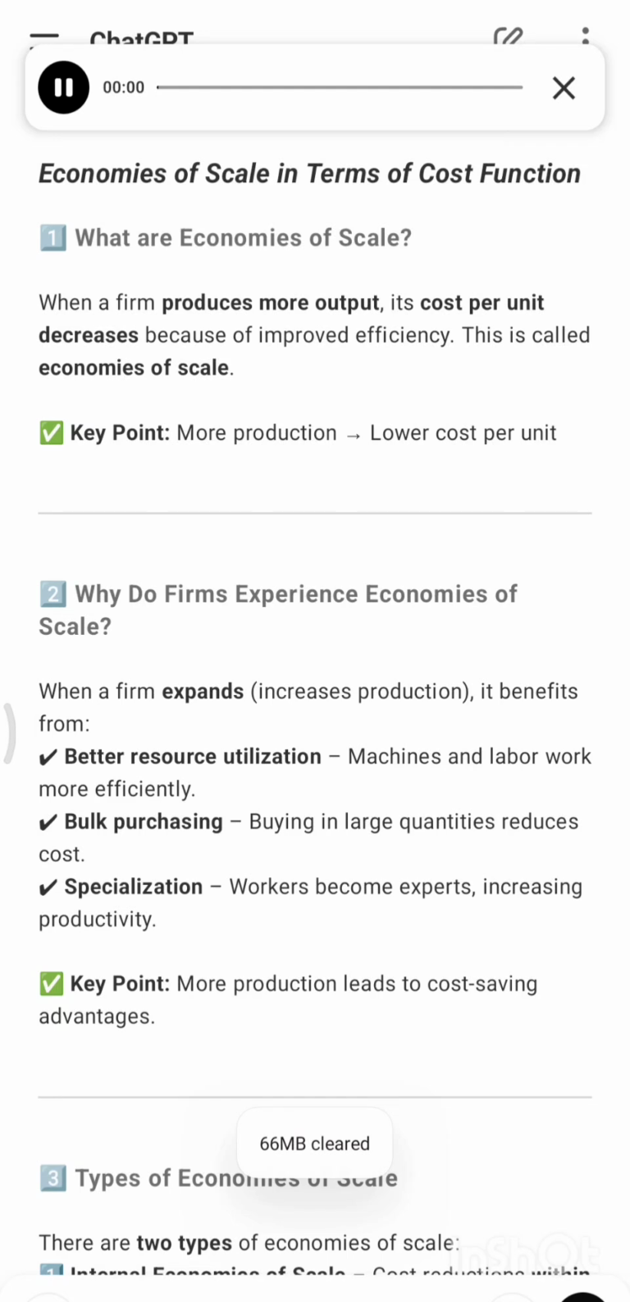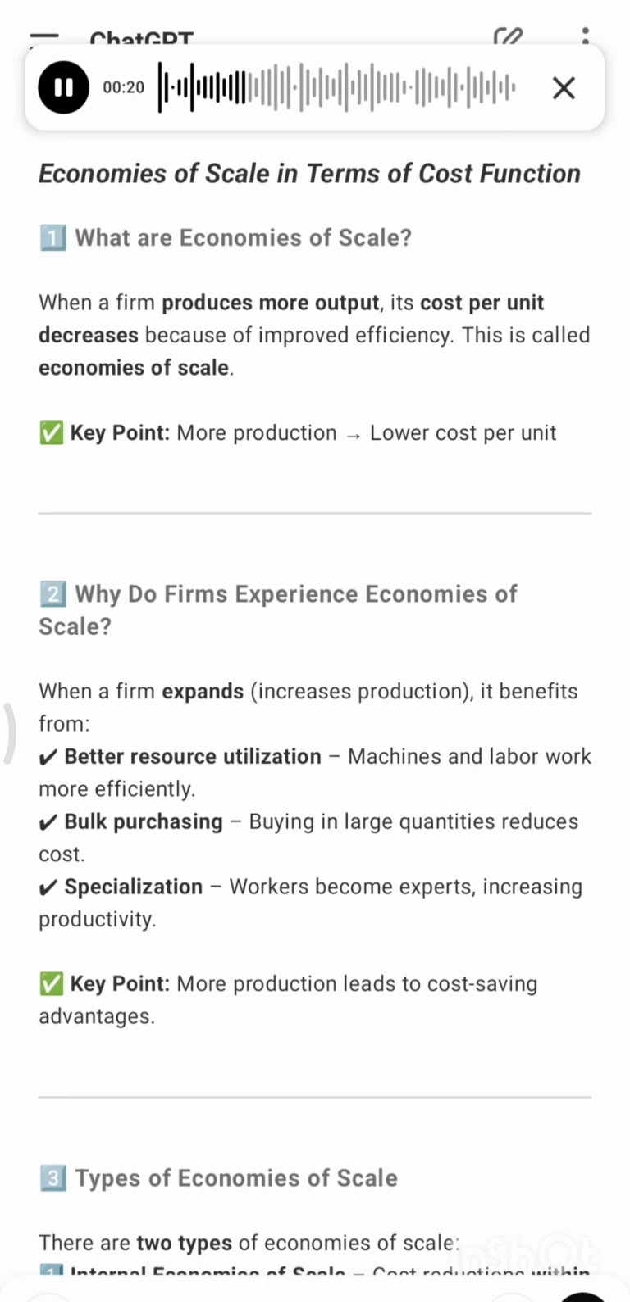Economies of scale in terms of cost function. 1. What are economies of scale? When a firm produces more output, its cost per unit decreases because of improved efficiency. This is called economies of scale. Key point: more production, lower cost per unit.